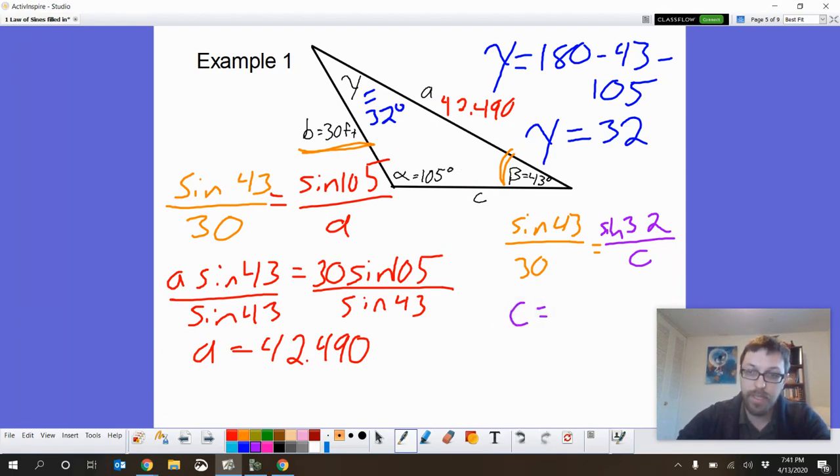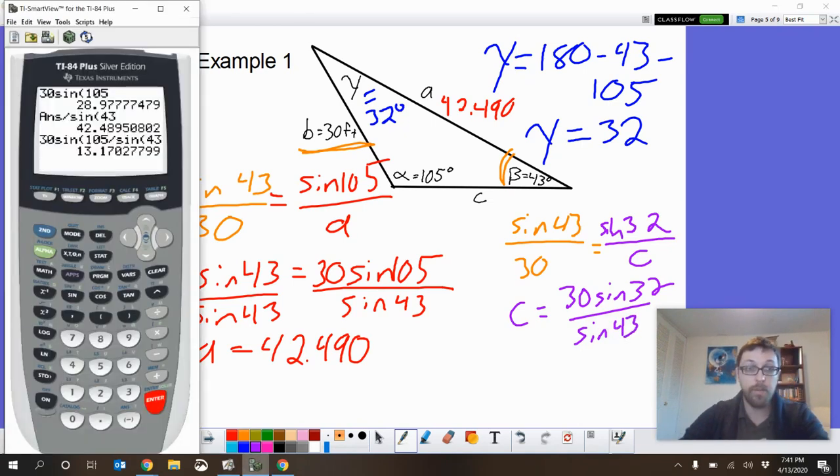So we get C is 30 times the sine of 32 over the sine of 43. Go to my calculator and type that in. We've got 30 sine of 32. I hit enter because I like to do my numerator first. Divided by the sine of 43. And we get 23.310.